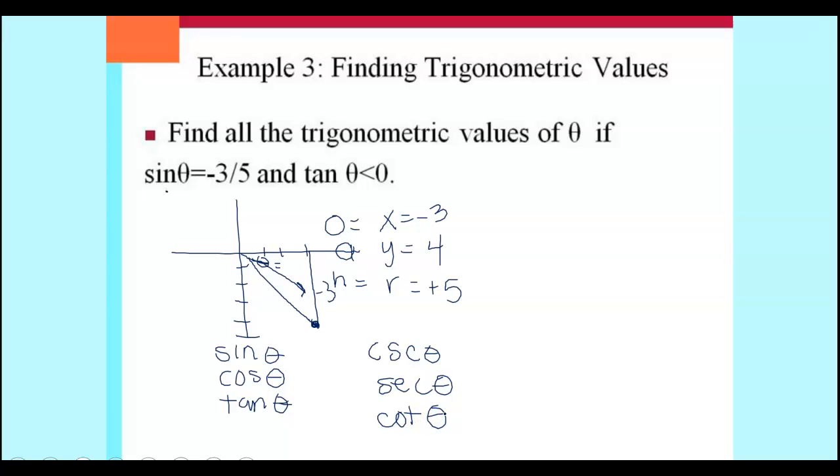Sine and cosecant are just opposites, so sine is negative 3/5. Cosecant is negative 5/3. Cosine is A over H, or x over r, so it's 4/5. Now, cosine in quadrant 4 is positive. Tangent is negative, and that makes sense because tangent is sine over cosine. So tangent is negative 3/4. And then secant and cotangent flip, so 5/4 and negative 4/3.